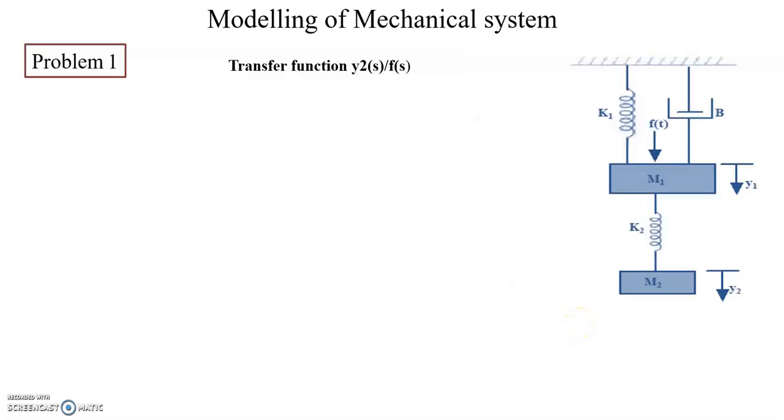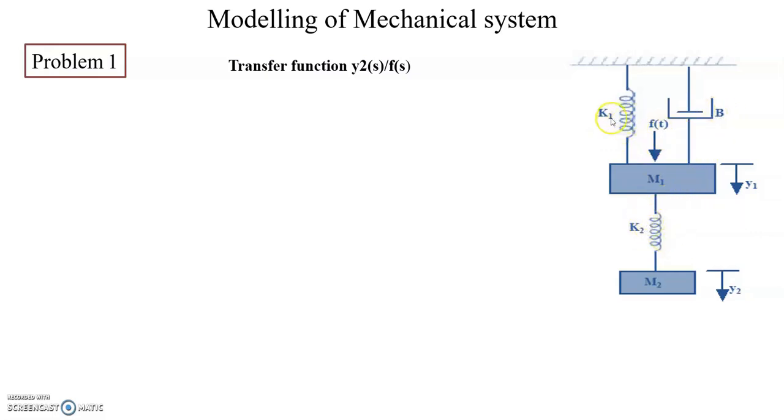Next, some examples of mechanical rotational system modeling. In this problem, two masses are present: mass M1 and mass M2. Here mass M1 is connected with K1, B and K2, that means a spring, a dashpot and another spring.